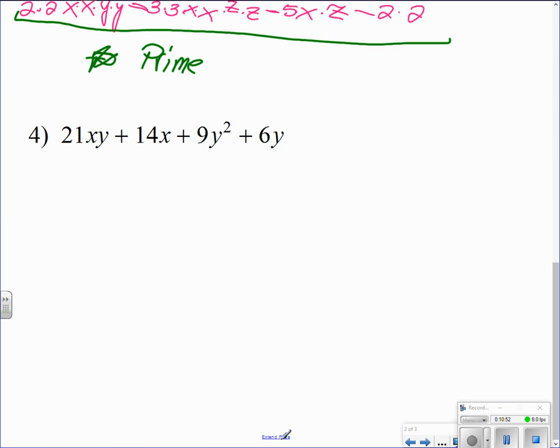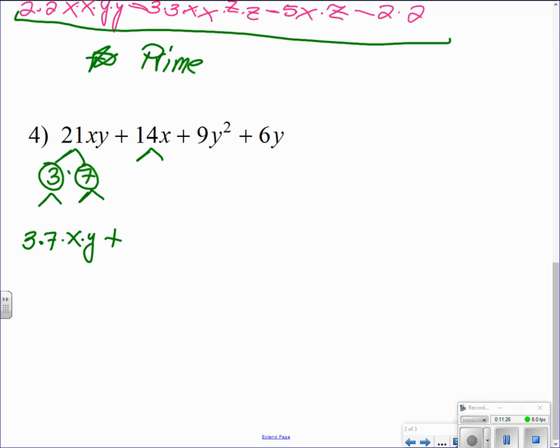Last one, same method. Factors of 21, can I use 1 or 21? That'll be 3 and 7. Factors of 3, can I use 1 or 3? Can do it, so that's prime. Factors of 7, can I use 1 or 7? That is also prime. So I can write this as 3 multiplied by 7. There is one x and there is one y, and there should be a plus.